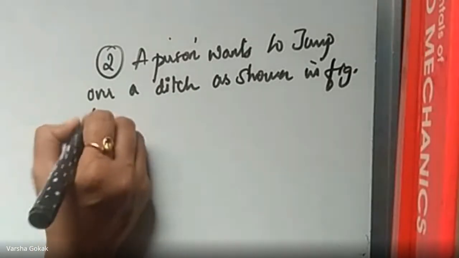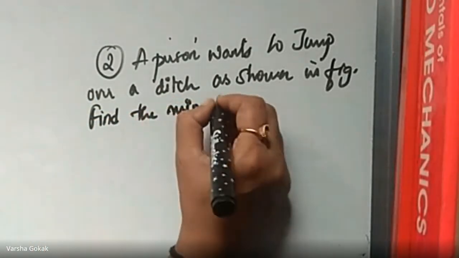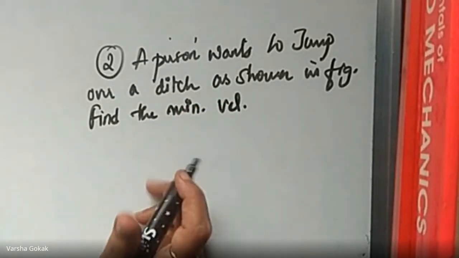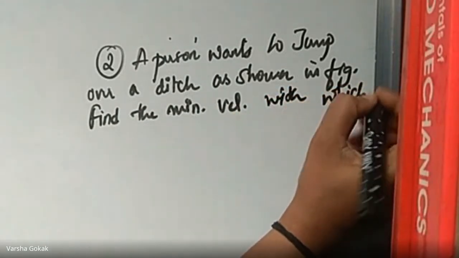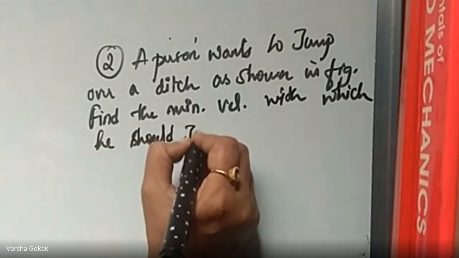Find the minimum velocity with which he should jump. I will write it as a shortcut like this, okay?